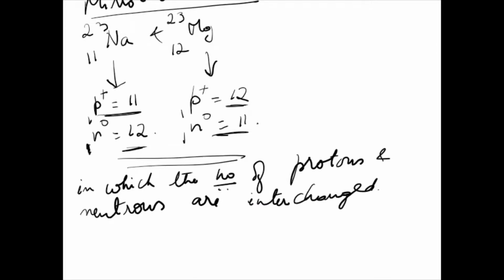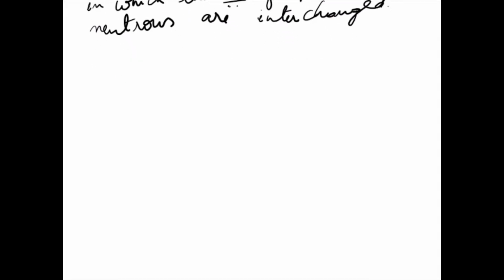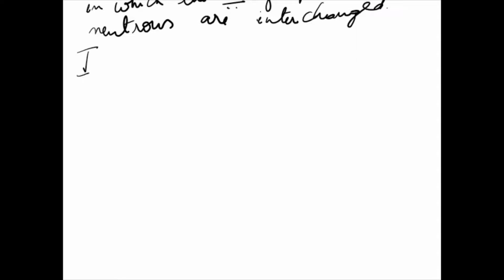Okay, is it clear? Now we will learn another term called isotones. Okay, now what are these isotones? Isotones, atoms having different number of protons but same number of neutrons are called isotones. So they have different number of electrons.